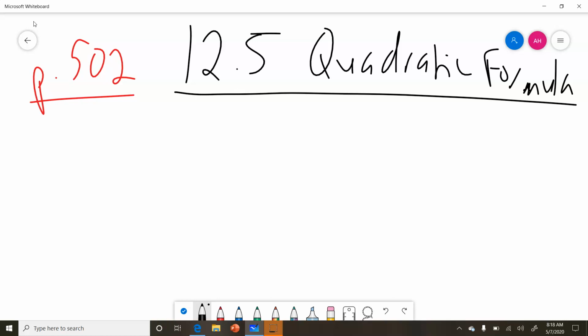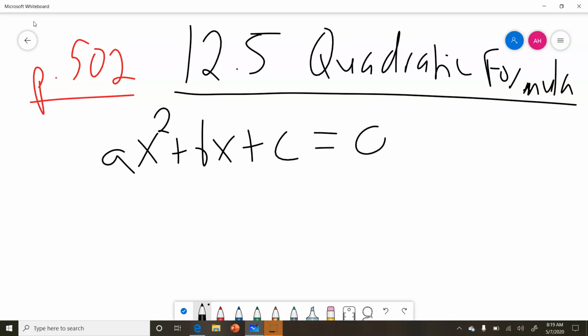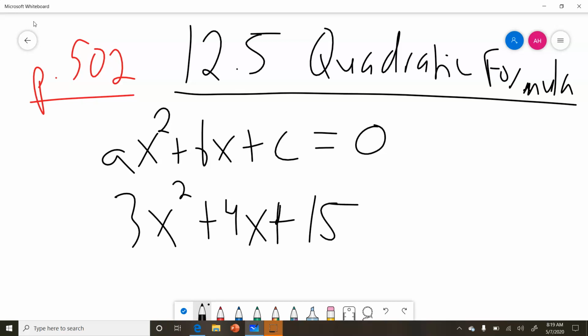So when we have something like this, ax squared plus bx plus c, that's our trinomial. Now we set it equal to 0 like we did in our last lesson. But now the difference is we have a formula. Instead of trying to solve it the way we did before, we have a new way that we can solve this. So this would be an example if this was like 3x squared plus 4x plus 15, something like that, equals 0. That's the kind of problem we have.